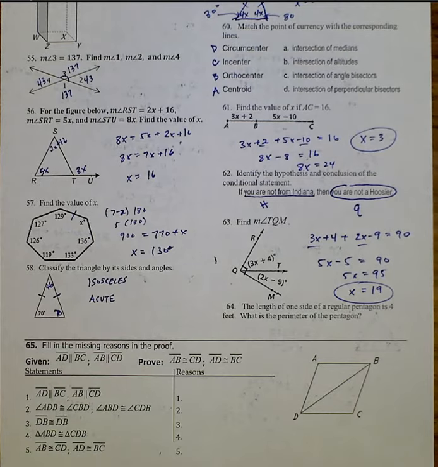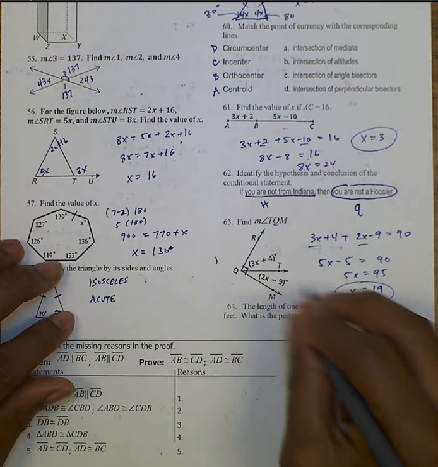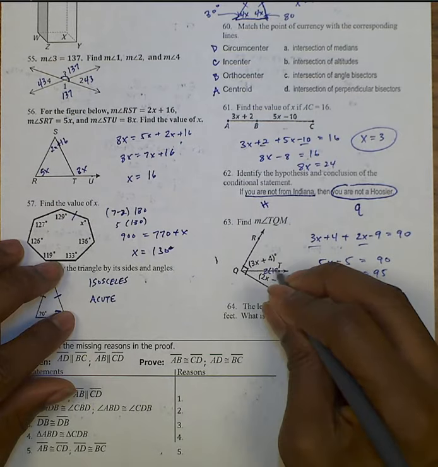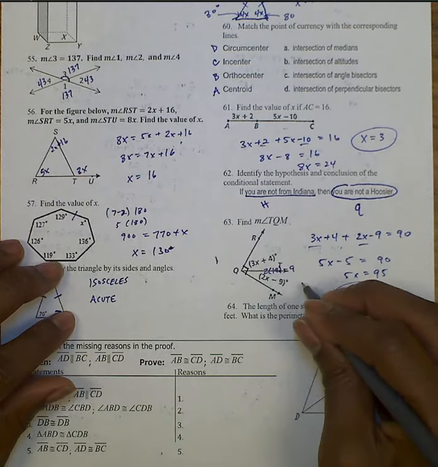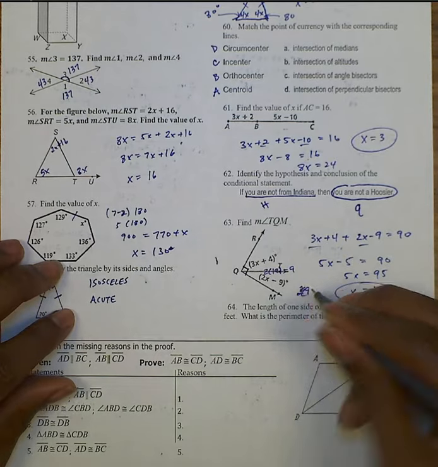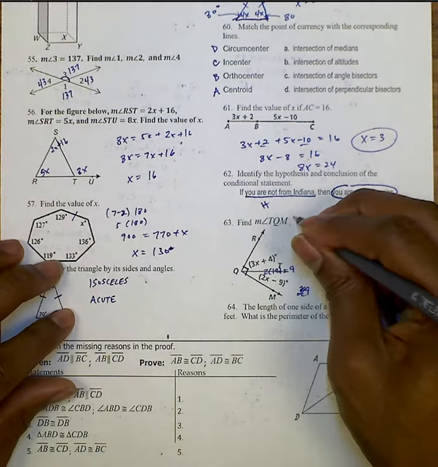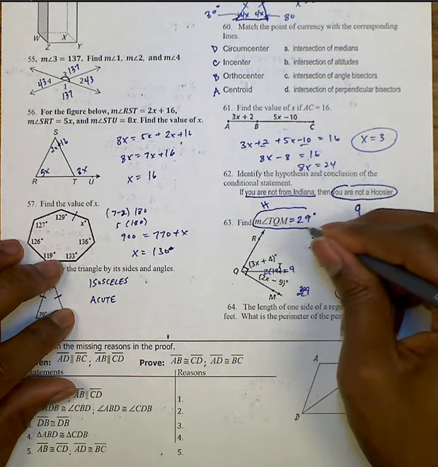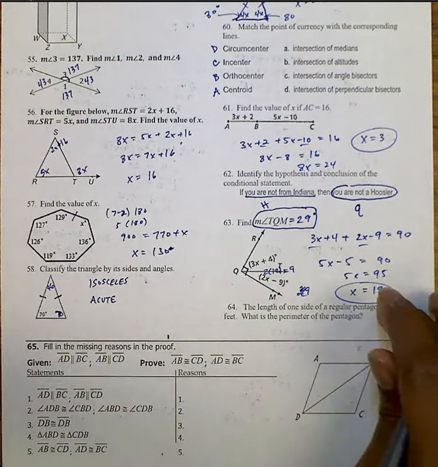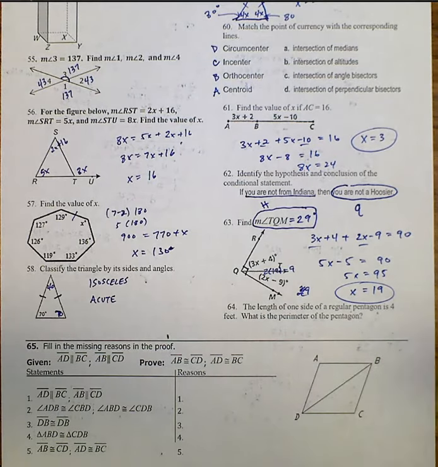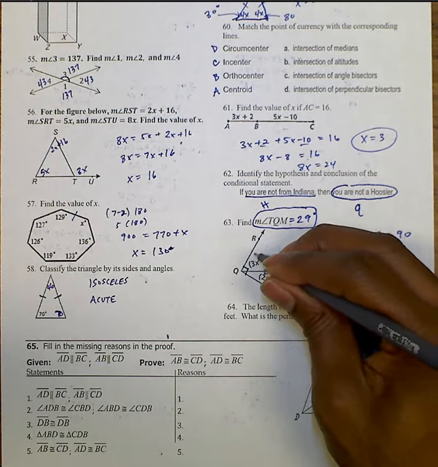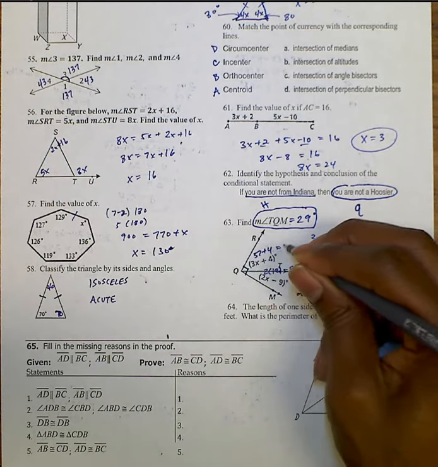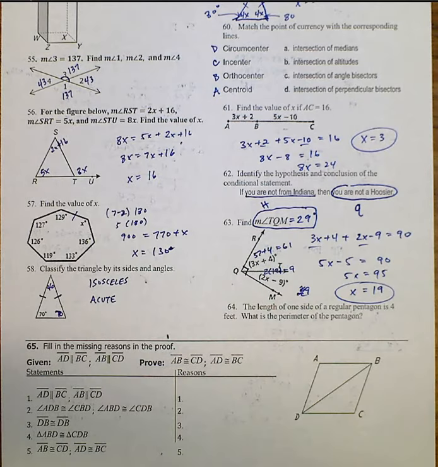But the question asks us to find the measure of angle TQM, and so I'm going to plug that in here. 2 times 19 is 38. 38 minus 9 should be 29. So I'm going to write that somewhere so that I can say the measure of angle TQM equals 29 degrees. I can double check my answer because if I plug 19 in over here, these two should add up to 90. I'm going to do that. That gives us what? 57 plus 4, which gives us 61. 61 plus 29 is 90. So checks out.